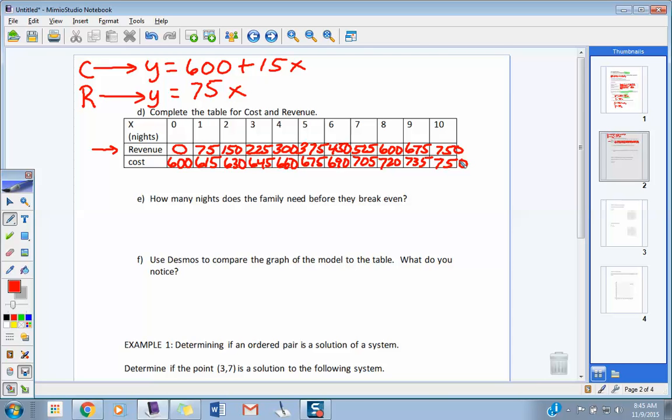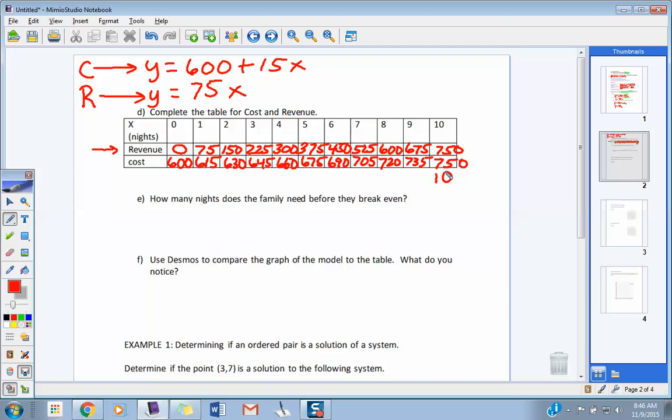Guys okay with the chart there? All right, so in the chart it says how many nights does the family need before they actually break even? 10 nights. The point at which cost and revenue are the same. Now what's going to happen on the 11th night then? The revenue is going to be more than the cost. So instead of having a loss on money after the 11th night, we're now going to have a profit here, aren't we?